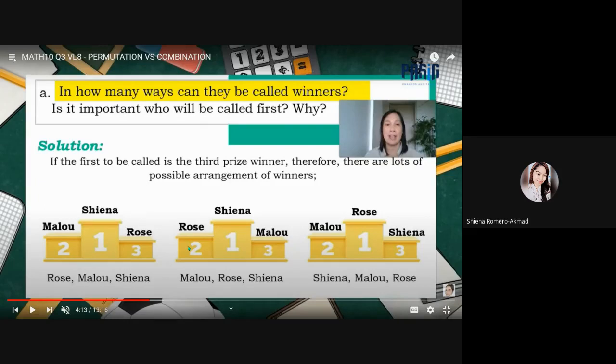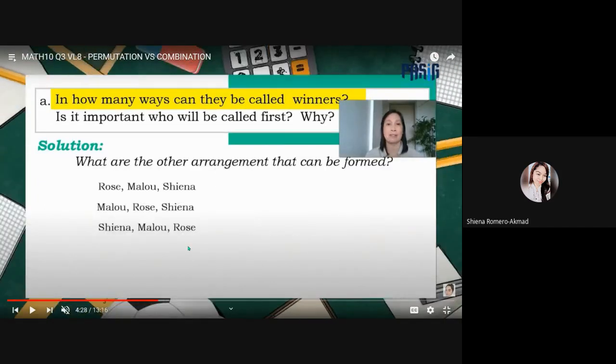So aside from this, meron pa ba? Meron pa ba bukod dito sa binigay niya na hindi pa nabanggit? Ano pa yung mga scenarios na pwedeng manalo sila? Or ano pa yung mga arrangement na kung saan kung kanino mapupunta yung third, second, and first? Can you give me one? Sheena, Rose, Malu. O, isa-isa lang.